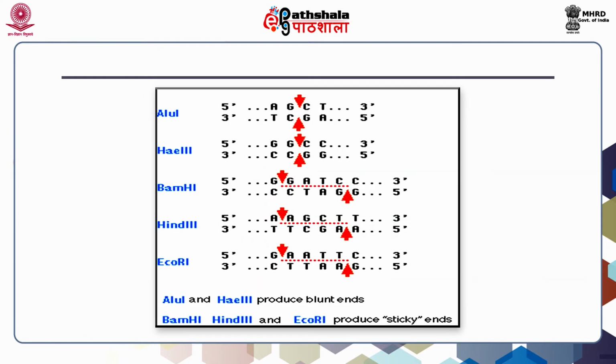This slide shows some of the restriction enzymes such as HaeIII, BamHI, HindIII, EcoRI. HaeIII and AluI are restriction enzymes that produce blunt ends, whereas BamHI, HindIII and EcoRI are restriction enzymes which produce sticky ends.